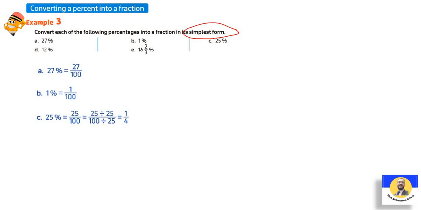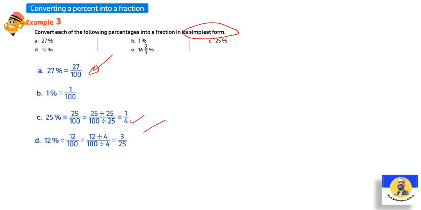What do we do? We can divide by 25 up and down, because 25 divided by 25 is 1, and 100 divided by 25 is 4. Someone might ask, why didn't you do that above? I tell him because for 100, I can't divide it by 27, there is no common factor between them. Letter D, 12% equals 12 over 100. Then we can divide by 4.